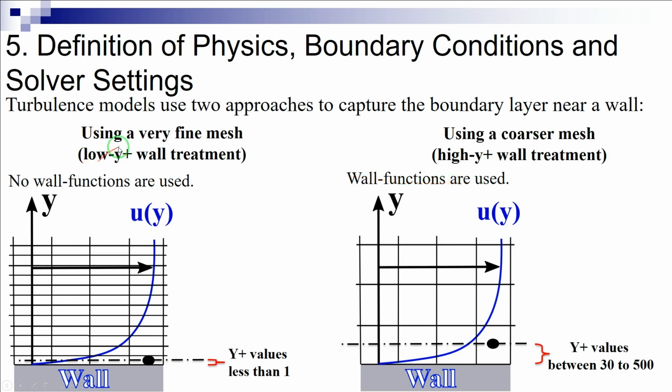In the first approach, where no wall functions are used, the center of the first cell immediately next to the wall should lay within the viscous sublayer of the boundary layer, which is equivalent to a Y plus value less than 1. While in the second approach, where wall functions are used, the center of the first cell immediately next to the wall should lay within the logarithmic region of the boundary layer, which is equivalent to a Y plus value between 30 and 500. The first approach provides a more accurate resolution of the boundary layer, so its use is recommended, especially when dealing with flows with strong wall-bounded effects.